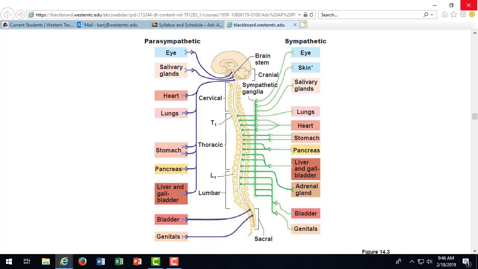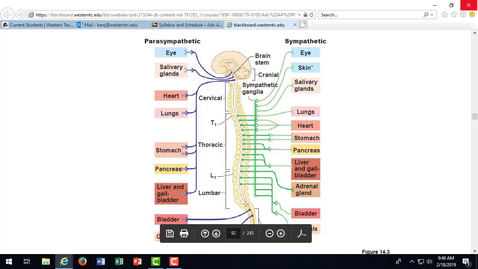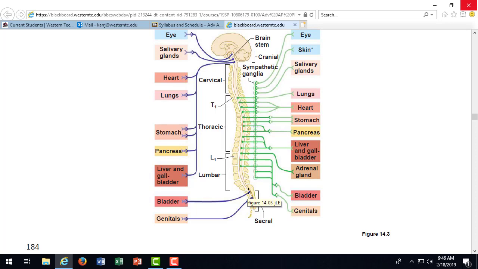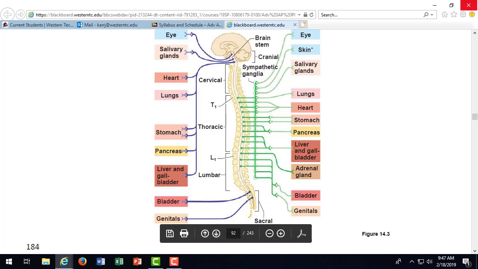The rest of the neurons for the parasympathetic nervous system come off the lower part of the central nervous system, the sacral region of the spinal cord. So the parasympathetic nervous system is called the craniosacral system because it comes off the brain. So a lot of the neurons come off the cranium, the brain. They're cranial nerves. And then the lower part. So the bladder and the genitals are the sacral region of the spinal cord.